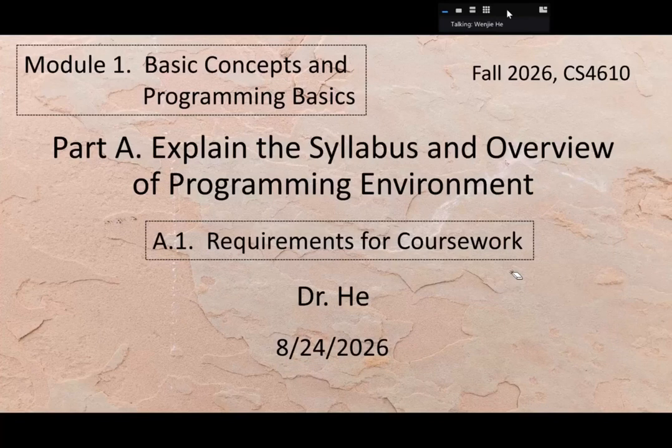First, I want to explain the syllabus. Some important points, mainly requirements for the coursework. For this course, we will have 5 modules total. Today we start Module 1, Basic Concepts and Programming Basics.